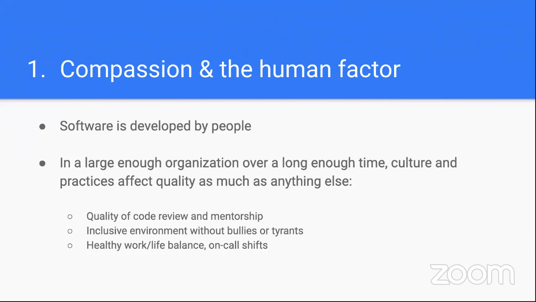Code reviews, actually mentoring people and being supportive of them, not having bullies or tyrants. A tyrant is someone who nobody ever disagrees with. Whenever there's an argument, they get their way, and the culture starts to support that. That's very bad, because the day that person makes a bad decision, nobody can do anything about it.